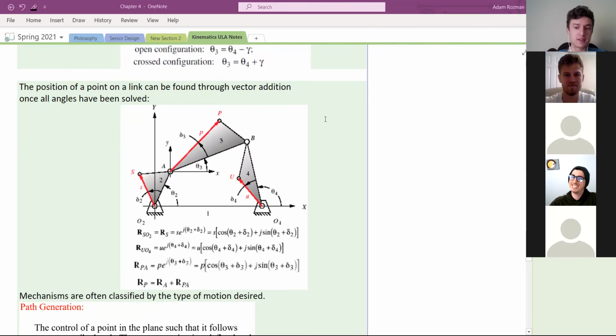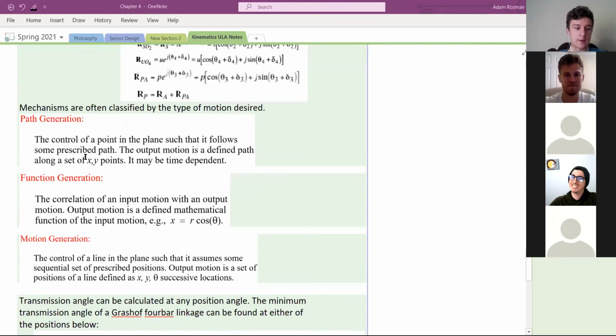So this is really just vector addition. Once you solve all the positions, if you want to find the distance of P, you can do vector addition of the radius of A and the radius of PA, which again, you should probably be familiar with vector addition.